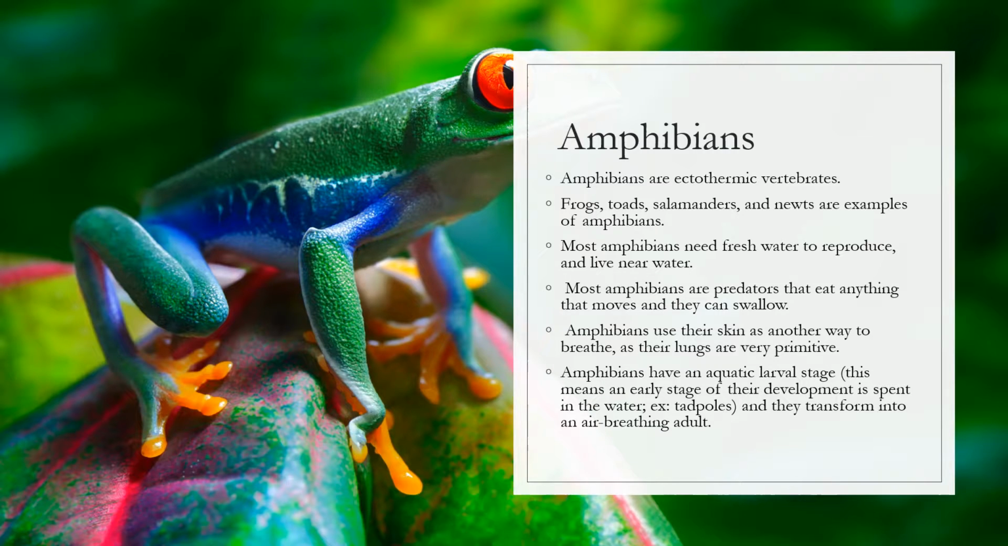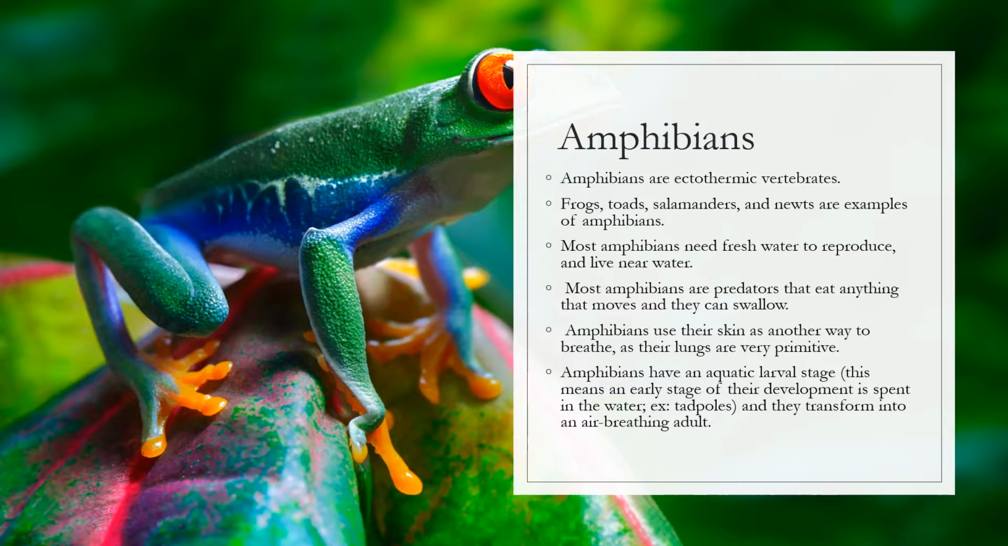Amphibians. Amphibians are ectothermic vertebrates, meaning they are cold-blooded. Frogs, toads, salamanders, and newts are examples of amphibians. Most amphibians need fresh water to reproduce and thus live near water. Most amphibians are predators that can eat anything that moves and that they can swallow. Amphibians use their wet skin as another way to breathe.